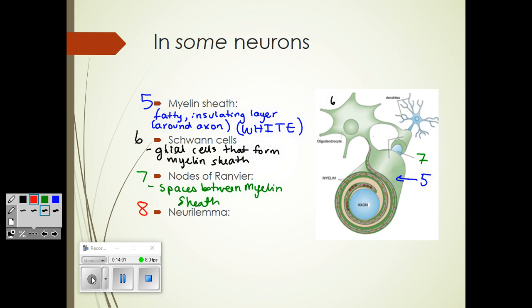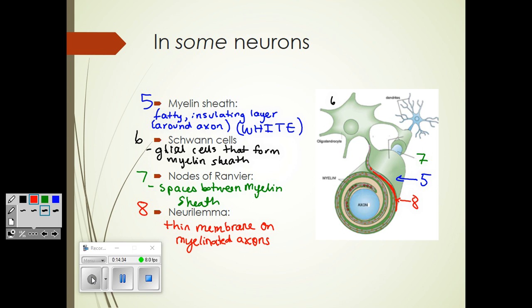So neurolemma is a thin membrane on myelinated axons. So if you look at that myelin, there's this very thin outer layer here. That's the neurolemma. Neurolemma isn't always identified in pictures because it's realistically part of what makes up the myelin. But here's why it's important.